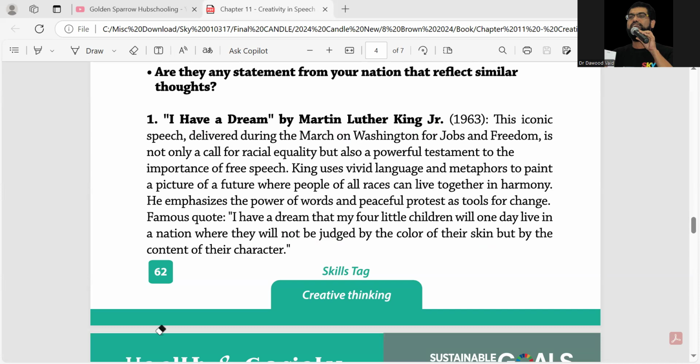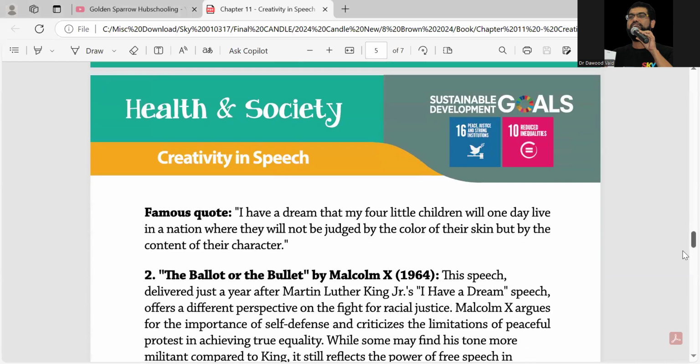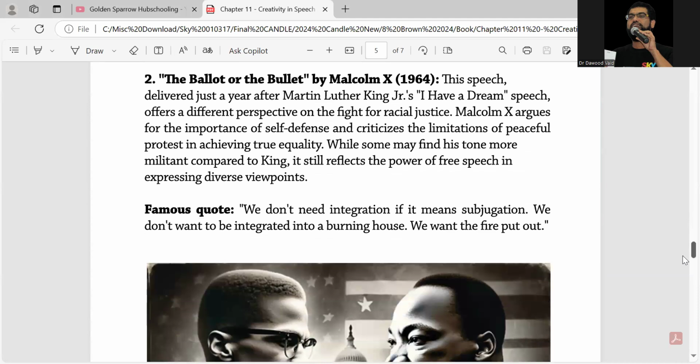Along with that, there is another speech which is by Malcolm X. Malcolm X was someone more radical than MLK. Both of them coincidentally were shot dead. They were assassinated very close to the age of 40 years. So Malcolm X argued that self-defense and criticism are part of the peaceful process. His famous quote is, "We don't need integration if it means subjugation." So they say we want to live free, but we cannot just live under somebody. Very interesting conversations. We don't want to be integrated in a burning house. We want the fire to be put out.